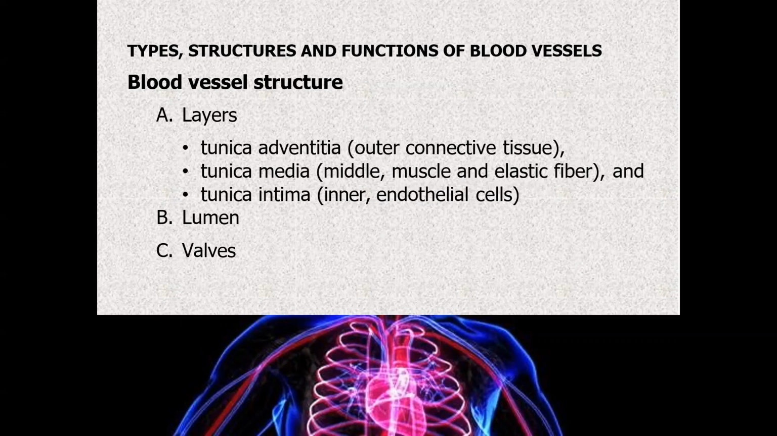Yung blood vessel natin, it is made up of smooth muscle. Class, remember, meron tayong tatlong uri ng muscle: cardiac, skeletal, and smooth muscle. So si blood vessel natin, it is made up of smooth muscle. And the last layer is the tunica intima. As the name implies, intima means inner. It is made up of endothelial cells. And we have here the lumen and you have the valves. Yan yung different structures ng ating blood vessel.